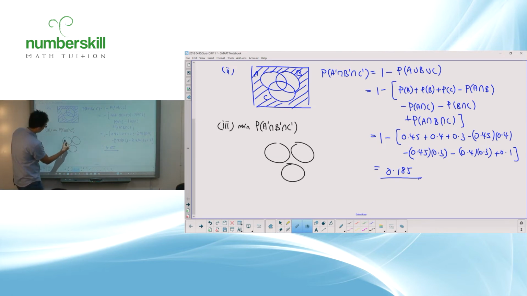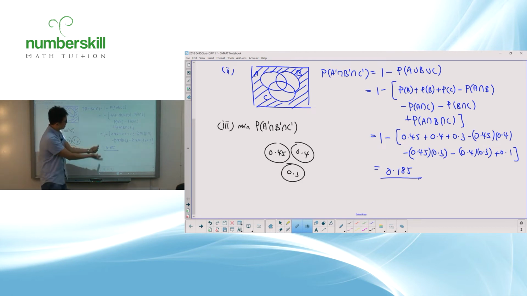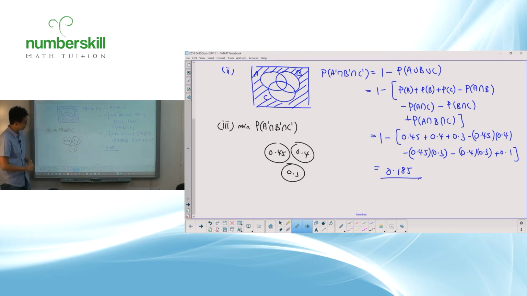So what is A? A is 0.45. What is B? B is 0.4. What is C? C is 0.3. You realize it's impossible because they add up to more than 1, right? There must be some overlaps. Now, on closer analysis, you realize that, wait a minute, you cannot be like this as well because A and B are still independent, so they are still going to overlap. A and C are still independent, so they are still going to overlap. So obviously, it cannot be like this, right? Three separate circles.